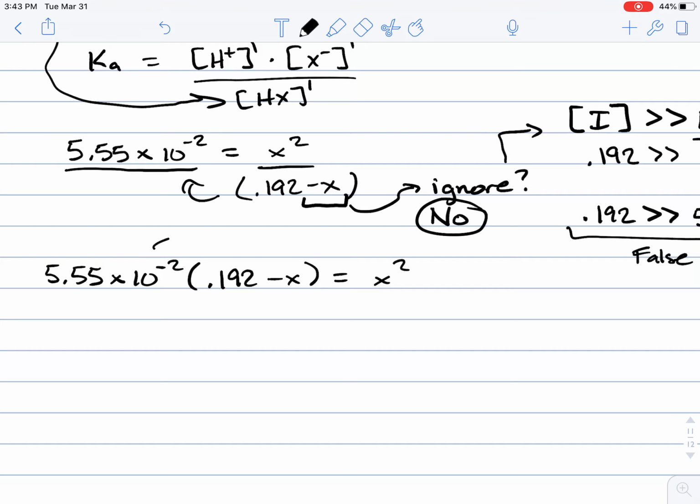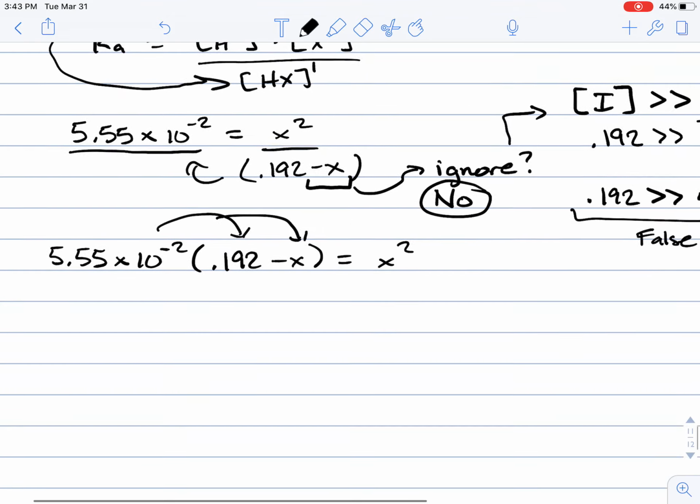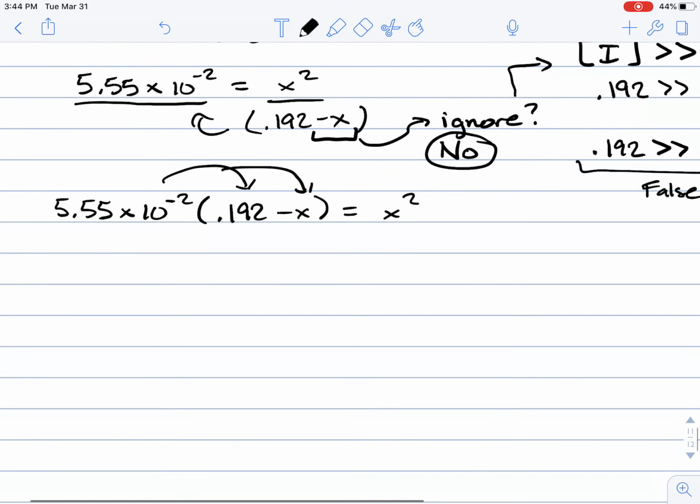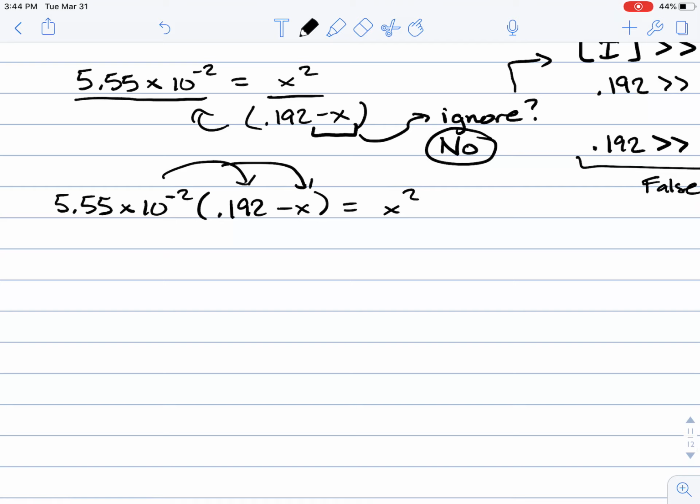And so we're going to go ahead and distribute the 5.55 times 10 to the negative 2 to both terms. Sometimes I see students only do it for one term and not the other. So please make sure you revisit your rules for distribution. And so if I distribute that 5.55 to both terms, I get 1.07 times 10 to the negative 2 minus 5.55 times 10 to the negative 2 x. And that's going to equal x squared.